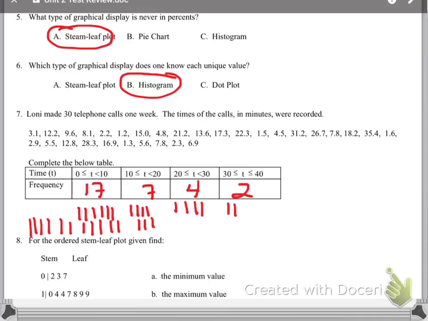Okay, so notice what I did is that I did some tallies. You see the vertical lines underneath here? So like when I got 3.1, I put a tally mark here. 12.2, I put a tally mark underneath the 7. All right, so I did that, and then I counted everybody up. Now, how can you check to make sure your answers are correct? There are 30 phone calls, so I took these 4 numbers here, and I made sure they added up to 30.